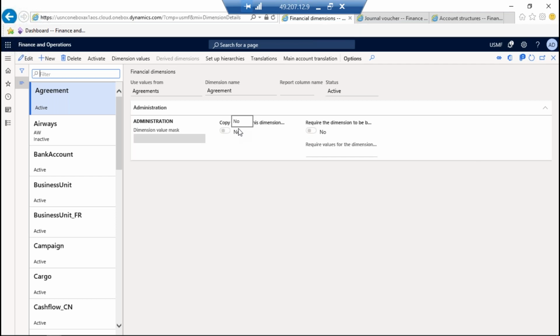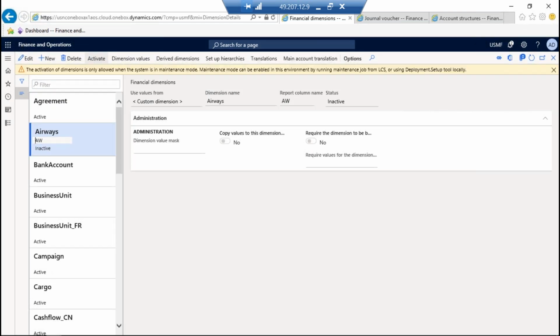Okay, so this one is inactive. If I want to activate, I cannot activate simply by clicking like this. I cannot.